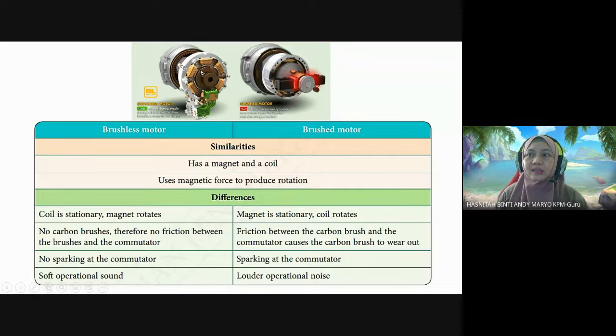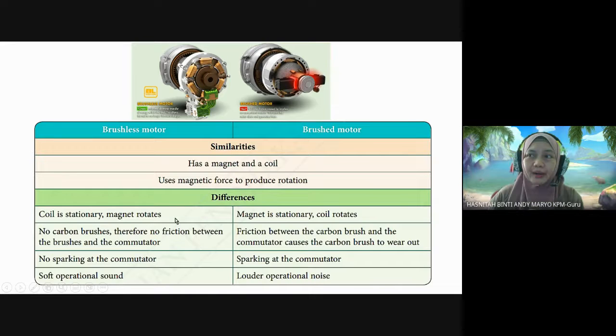Second, you can see there is no carbon brush there, so no friction, no contact between the brush and the motor. For this one, you can see the commutator is in contact with the brush, so it gives high friction when the motor works. So no sparking at the commutator since there is no contact. For this one, it will cause a spark. And then soft operational sound because there is no contact, so the motor is more silent. For this one, it is very noisy, with louder operation noise due to the friction between the commutator and the carbon brush.